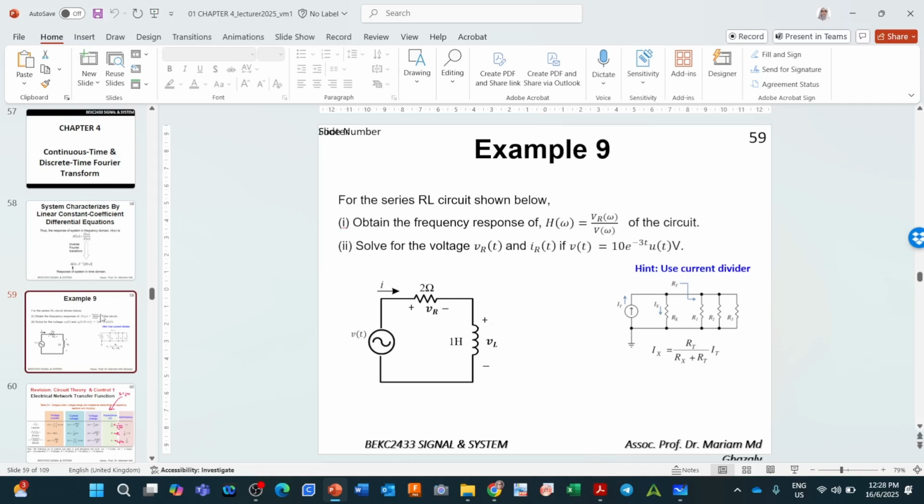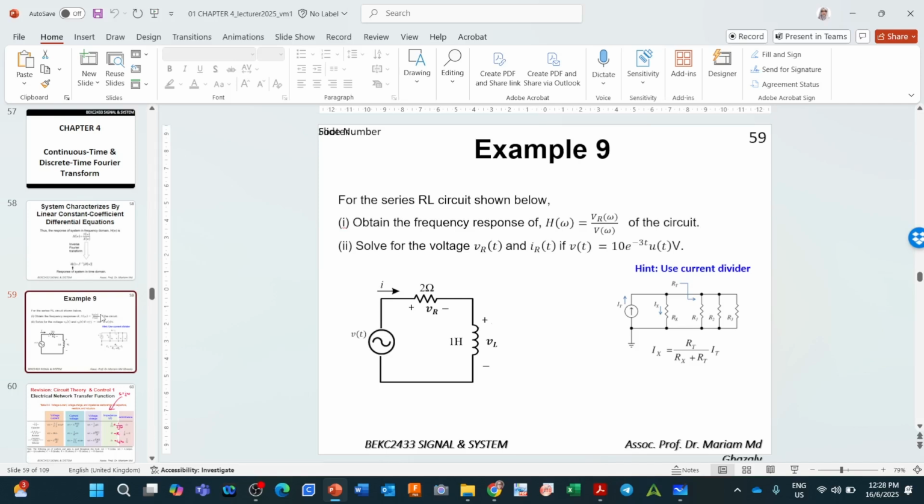For the series RL circuit, it should be low-pass, since you have a resistance and inductance. Obtain the frequency response H omega. It specifically asks you to find H omega equal to VR over V, which means VR, the voltage across the resistance, over V omega, the input voltage.